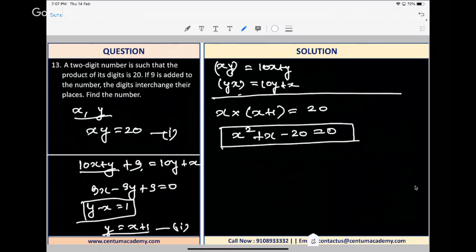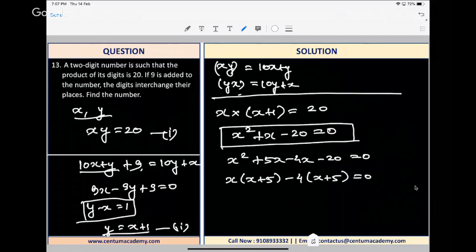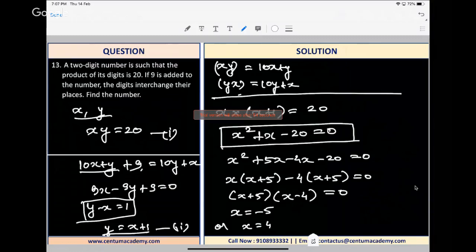So how to solve this? Split the middle term x. It will be clearly 5x minus 4x minus 20 equals 0. So hence it is x times x plus 5 minus 4 times x plus 5 equals 0. So hence it becomes x plus 5 times x minus 4 equals 0. And hence either x equals minus 5 or x equals 4.